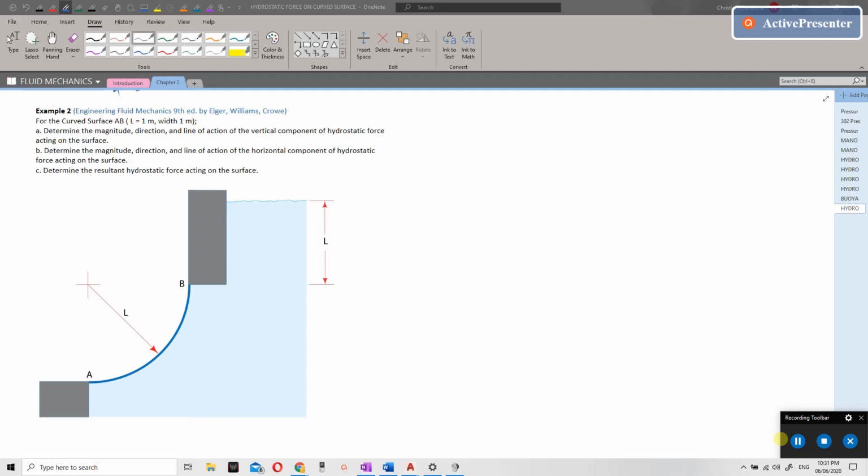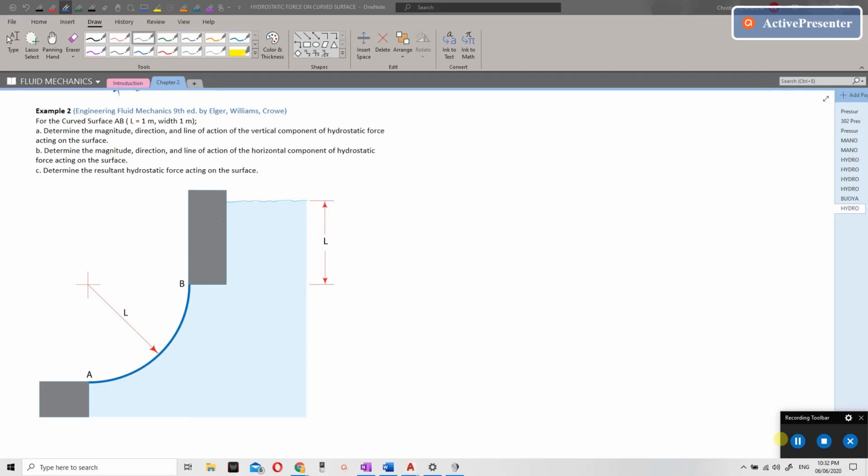So this is a continuation of our last video regarding hydrostatic force on curved surface. Our previous example was a parabolic-shaped dam. Okay, so in this case, for example number 2, and by the way, this is from Engineering Fluid Mechanics, 9th edition by Elger, Williams, and Crowe.